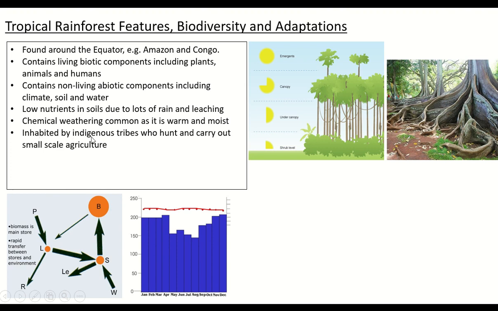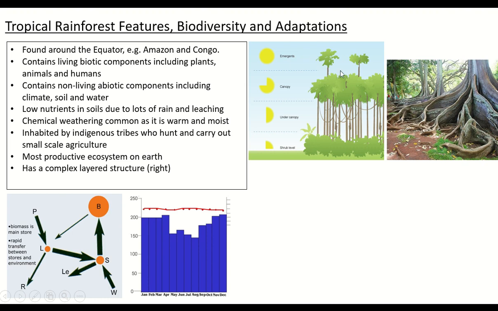They are inhabited, or people, indigenous tribes live in there. They, in the rainforest, the most remote areas. They still hunt and carry out their small-scale agriculture and survive in those areas, but they are dwindling. It is the most productive ecosystem on Earth. What that means is it's got the most variety of plants and animals anywhere. It's got a very complex layered structure. You can see this structure here to the right.